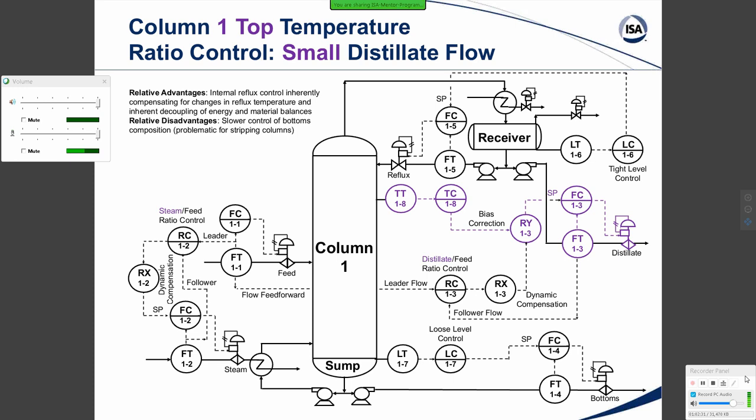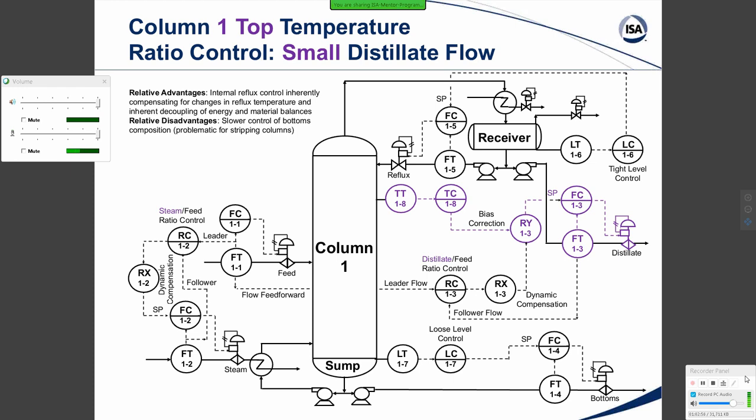But the other thing you could do that is quite effective in other ways is to tune that level controller and the receiver very tightly, so that small changes in receiver level control immediately translate to reflux control. So as you change the distillate flow, you get a change in level, and you get then through tight level control a corresponding change in reflux flow. This also gives you internal reflux control as conditions change in terms of temperature.